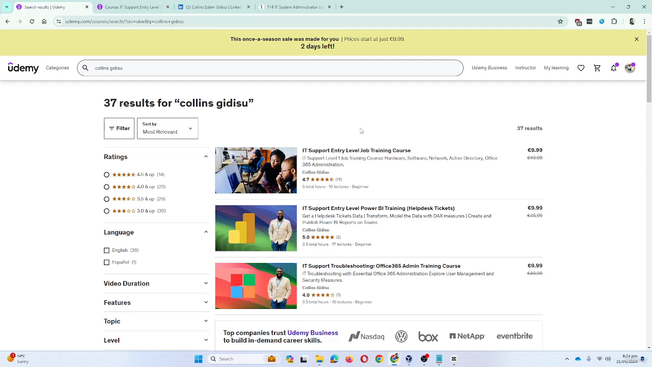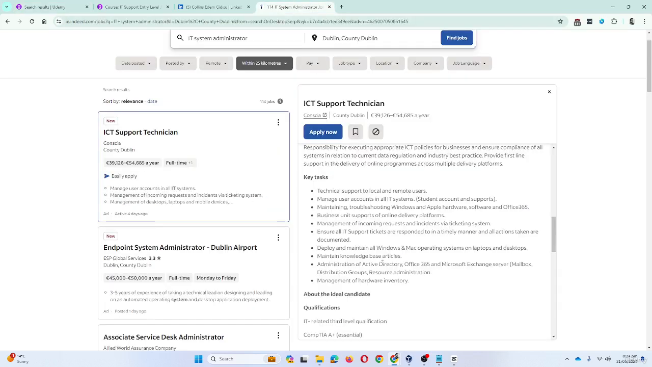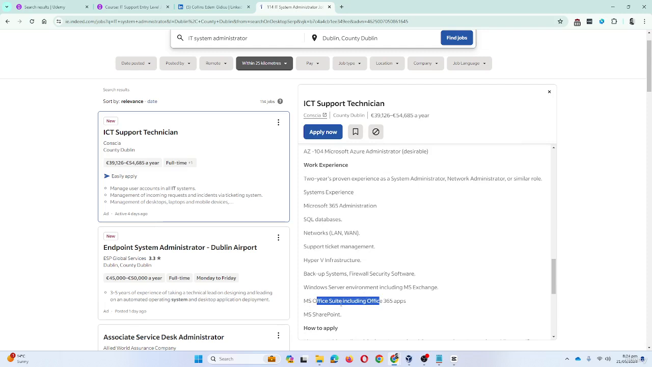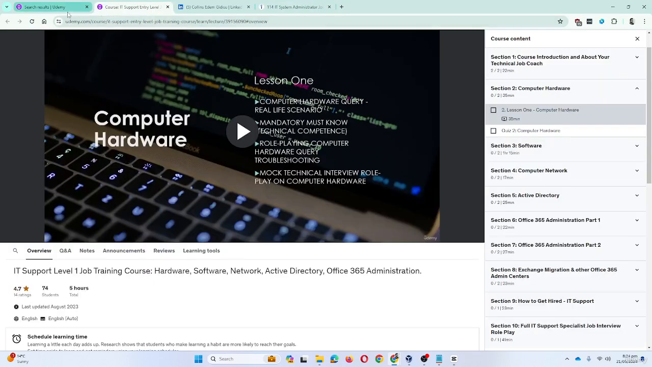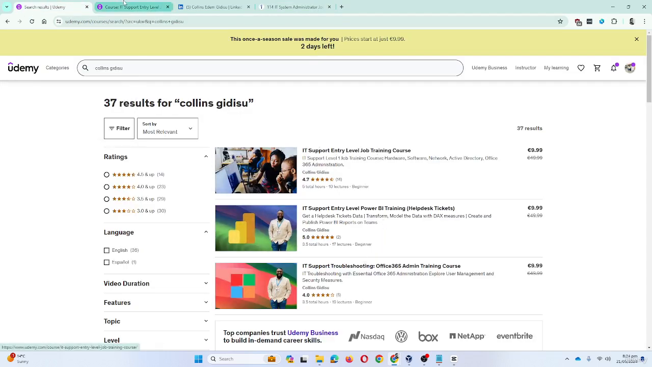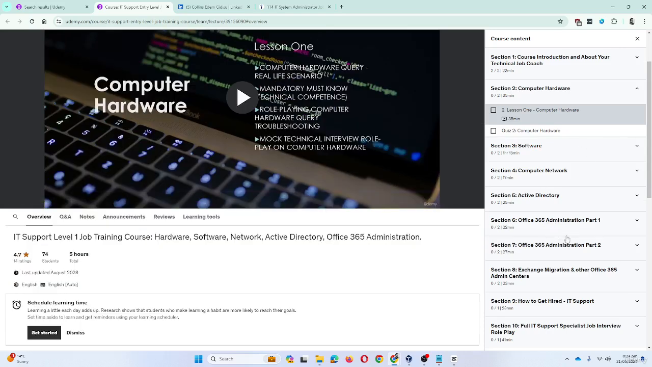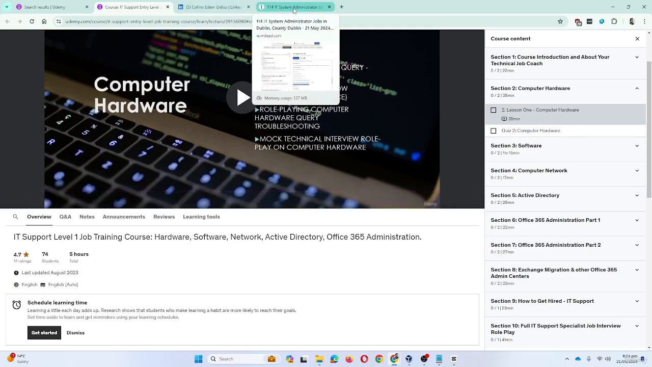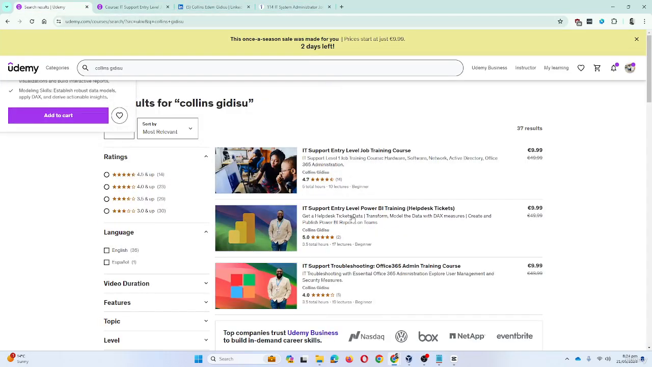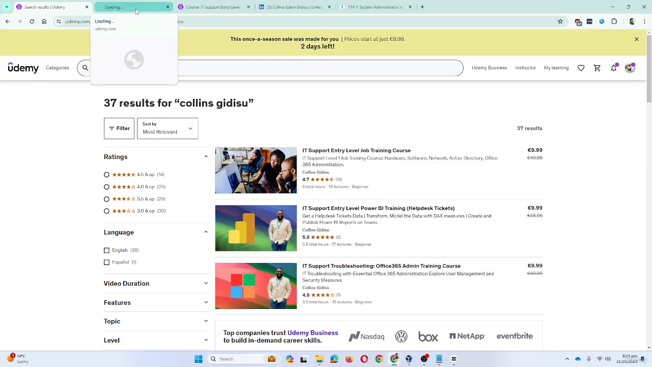And if you want more information on some of the things that are talked about when it comes to qualification, like the Office 365 suite, including Office 365 apps, which most organizations use, this same course can give you information on some of those experiences. For instance, we have Office 365 administration here, parts 1 and 2, and things to do with Exchange that they mentioned in some of those criteria. Now, this other course that we have here that talks about IT support troubleshooting, specifically the Office 365 training course, would give you more information on things to do with Office 365 and Exchange Online.